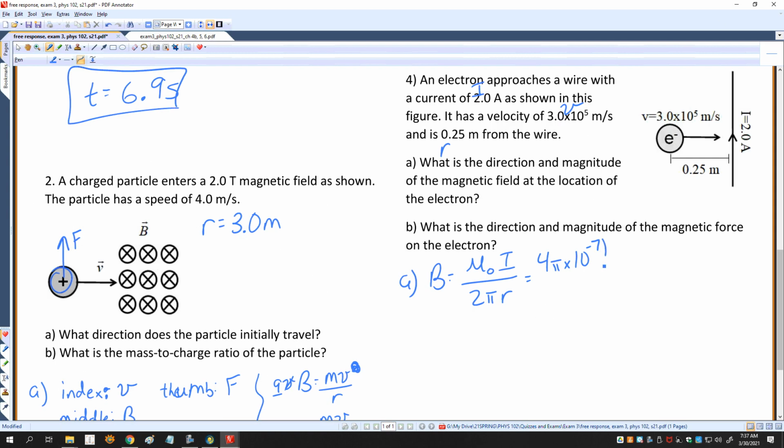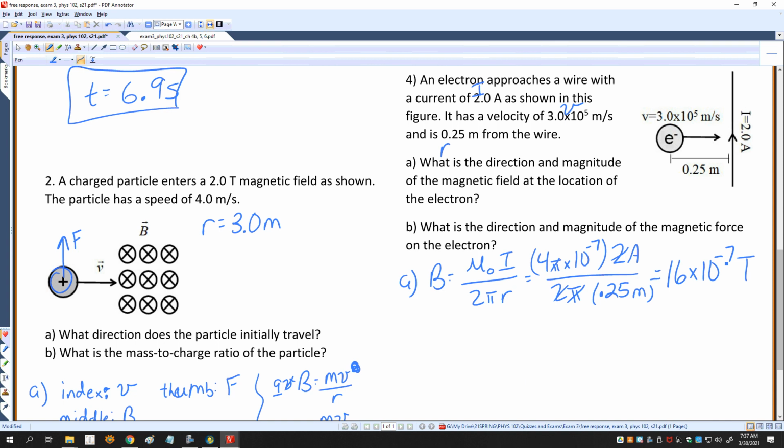All right, times the current, which is 2 amps, divided by 2 pi, times the distance, which is 0.25 meters. These pi's cancel. I can cancel that 2, and I'm left with 4 times 10 to the minus 7 divided by a quarter. That's 16 times 10 to the minus 7. That is the magnetic field.